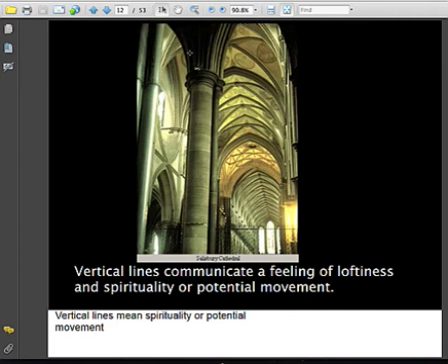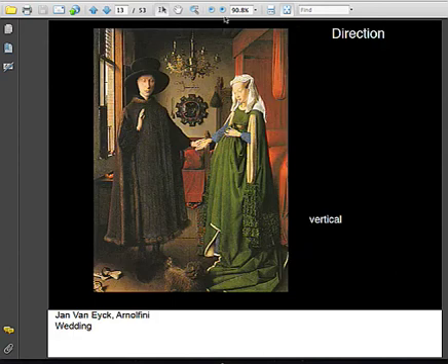This is a vertical line, certainly. These very up and down things, they communicate a feeling of loftiness or spirituality here in this cathedral. Also potential movement. That's what vertical lines tell us. Here's another vertical. You see this is a wonderful painting.